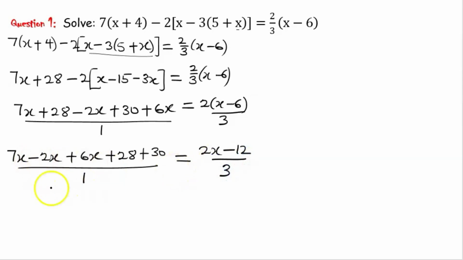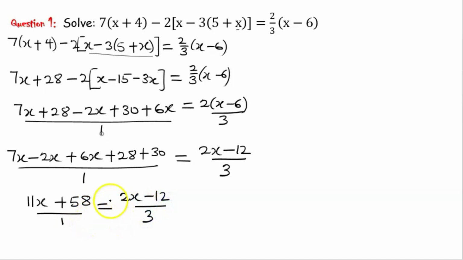So let's simplify what we have here. This is 7x minus 2x. That's going to give us 5x. 5x plus 6x is going to give us 11x. And this is going to give us 58 over 1, which is equal to 2x minus 12 divided by 3.